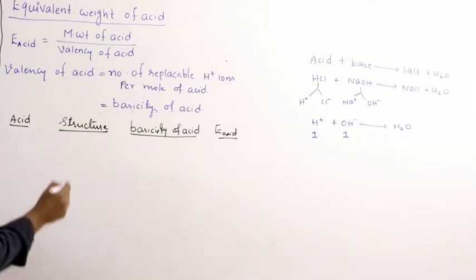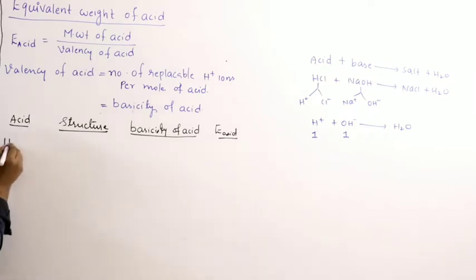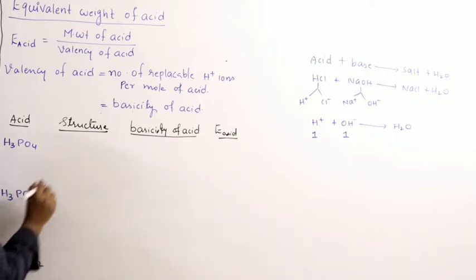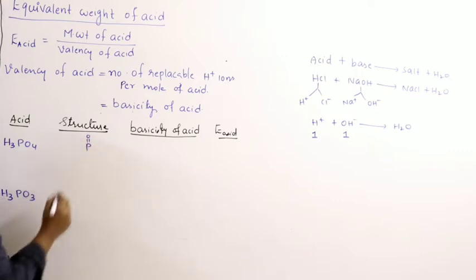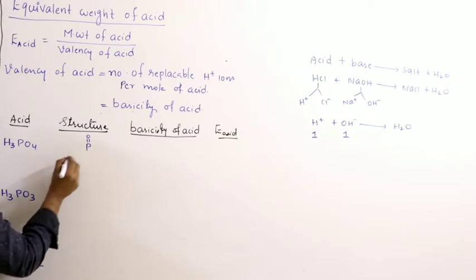Oxyacids of phosphorus, H3PO4, H3PO3, H3PO2. They are oxyacids of phosphorus, we will study them in second year. Right. Now how to write their structure? For the oxyacids of phosphorus, phosphorus belongs to which group? Fifth group. It forms 5 bonds.